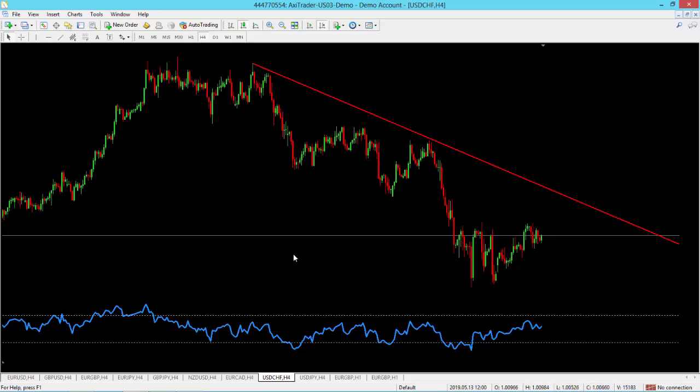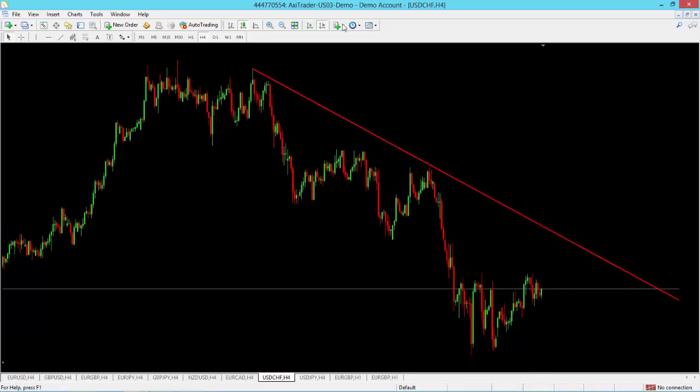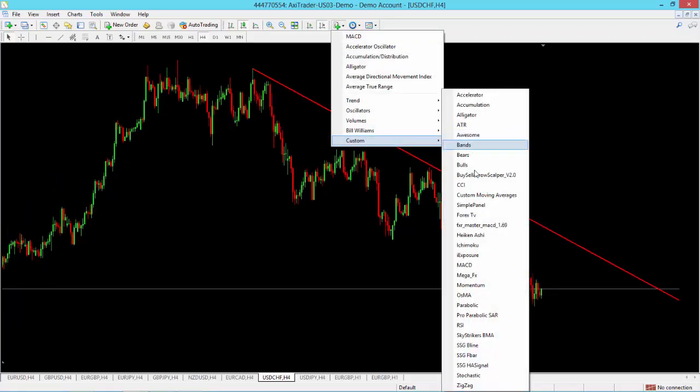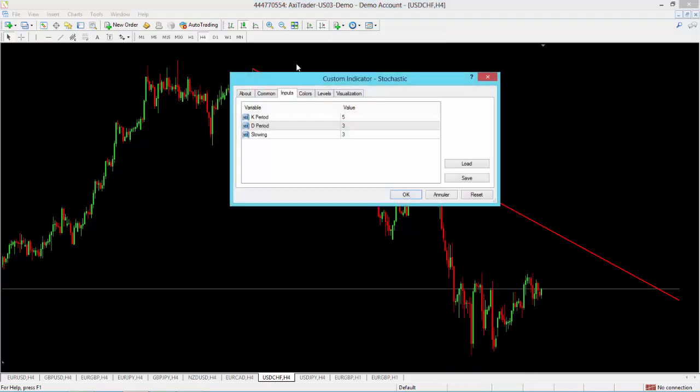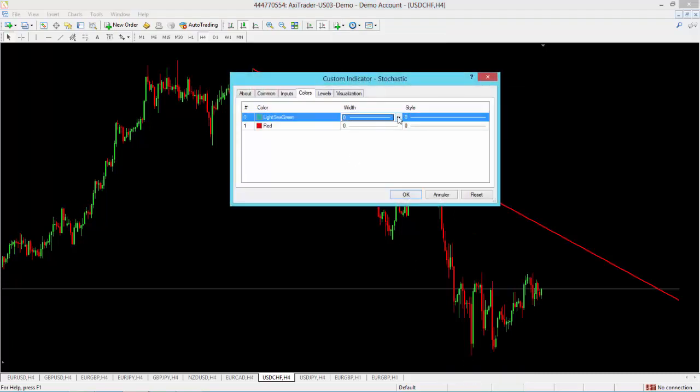So the third indicator that I'm going to talk about in this video is actually pretty similar to the RSI, but it's more clear, and I personally like to use it more than the RSI. So I'm talking about the stochastic. So let's delete this one here and insert the stochastic. So again, you can edit the colors from this window and click OK.